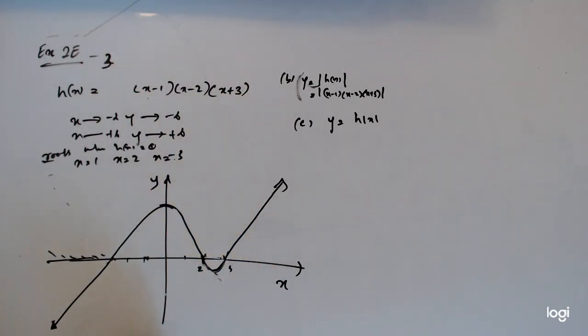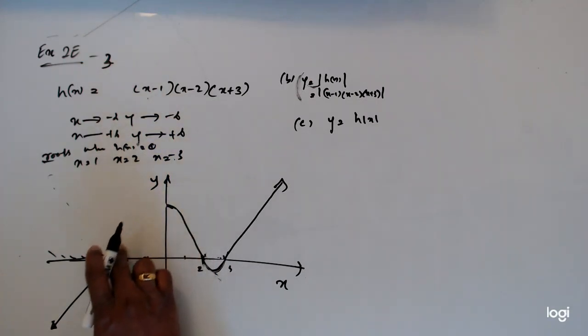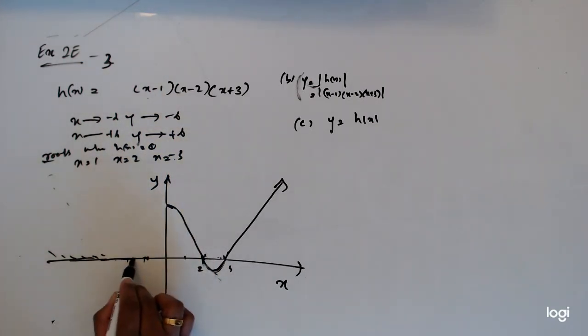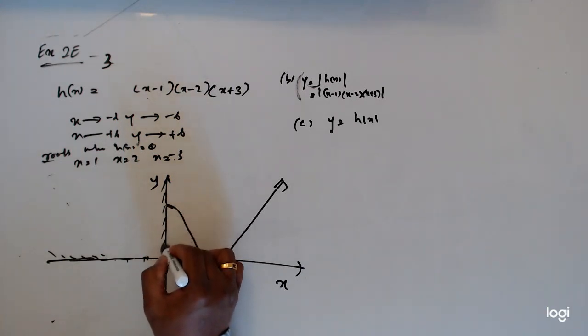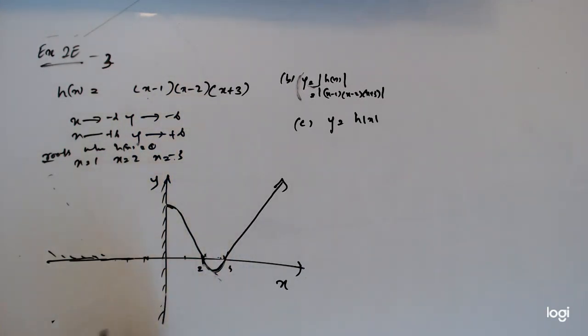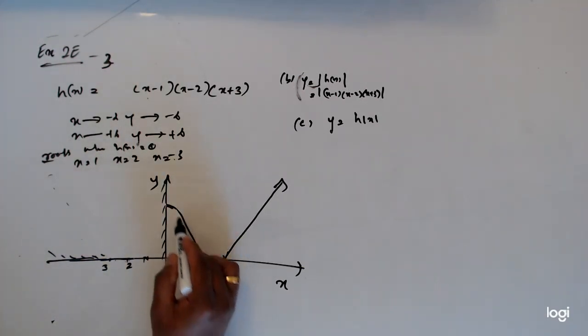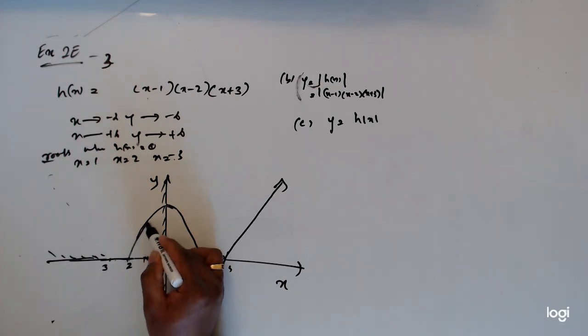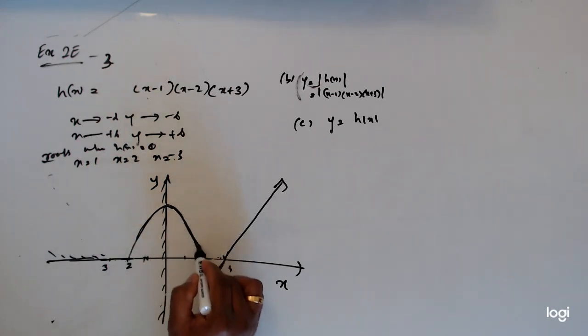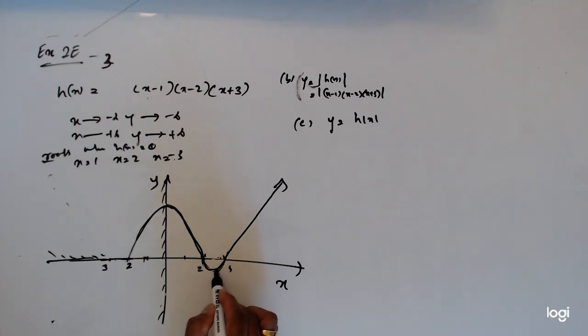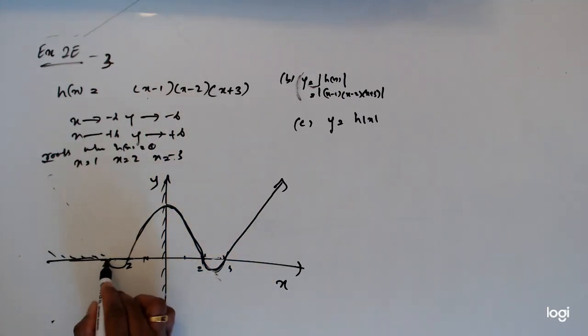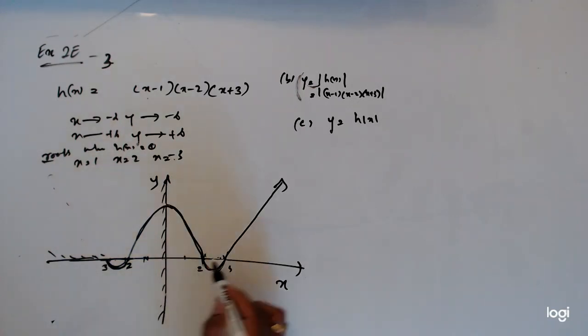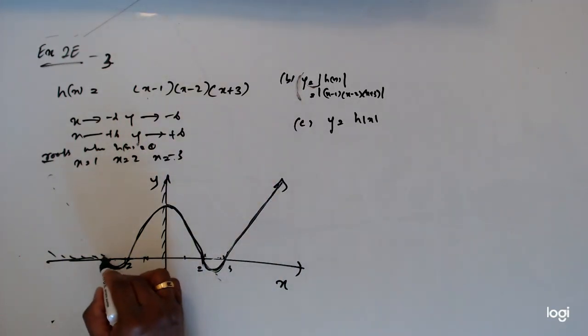For that, I'll delete this part, then I'll bring a mirror and leave it. Then the mirror reflection means this is 2, 1, 2, 2, and this is 3. So this part is going to be like this, and up to here like this, and this is the other one.